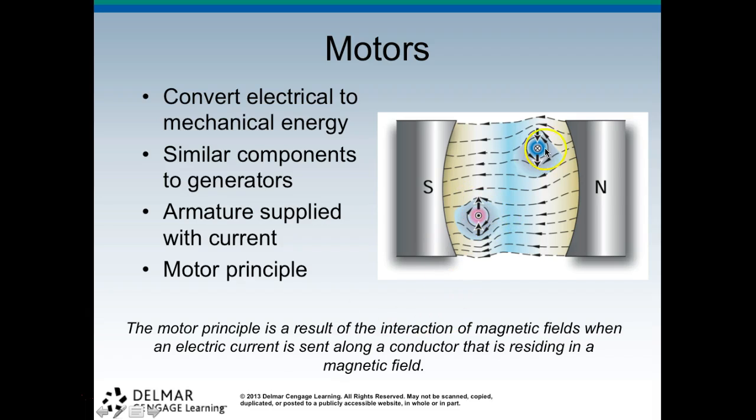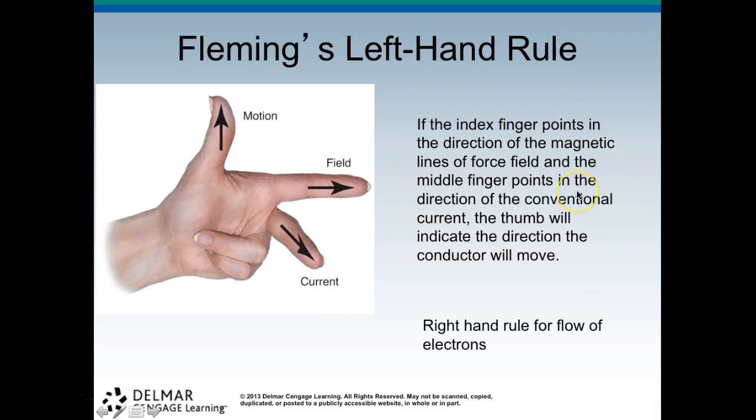You can see here, as we're spinning around, our north to south. So Fleming's left-hand rule: if the index finger points in the direction of the magnetic lines of the force field and the middle finger points in the direction of the conventional current, the thumb will indicate the direction the conductor will move. For the flow of electrons, use the right-hand rule. Remember, the actual current flow and the electron flow are opposite, so if you're looking at the electron flow, you use your right hand instead of your left. This is for your motor.